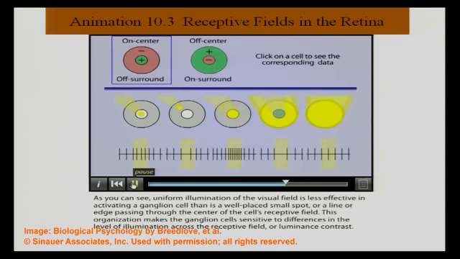As you can see, uniform illumination of the visual field is less effective in activating a ganglion cell than is a well-placed small spot or a line or edge passing through the center of the cell's receptive field. This organization makes the ganglion cells sensitive to differences in the level of illumination across the receptive field, or what is called luminance contrast.